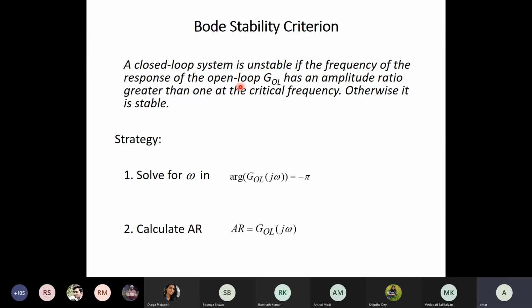So Bode stability basically means at the crossover frequency, where the phase lag is equal to minus 180 degrees, the amplitude ratio should be less than 1. Then the system will be stable. To calculate the stability criteria, we find out the omega when the phase lag is equal to minus 180 degrees or minus pi. From here I find out the omega, and at this omega I calculate the AR. If this AR is greater than 1, then the system is unstable. If this AR is less than 1, the system is stable.